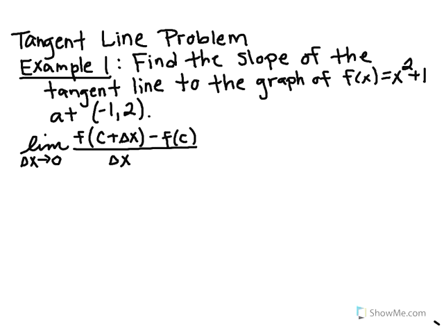All right, so here's our first problem within the tangent line problem. This example wants us to find the slope of the tangent line to the graph of f of x equals x squared plus 1 at negative 1, 2. If you can envision this function, it is a parabola, it's positive, and it's shifted up 1 unit. And then we want to determine the slope when x is equal to negative 1.